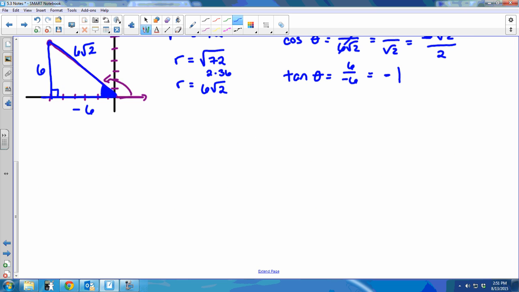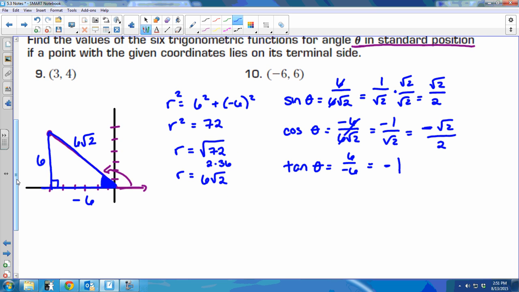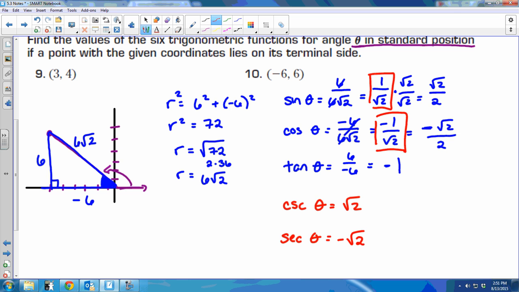And then we go back and we do all of our reciprocals. So cosecant. Sine was 1 over the square root of 2, so cosecant is the square root of 2 over 1, or square root of 2. Secant. Cosine was negative 1 over the square root of 2, so secant is negative square root of 2. And then cotangent is still negative 1. The reciprocal of negative 1 is still negative 1.